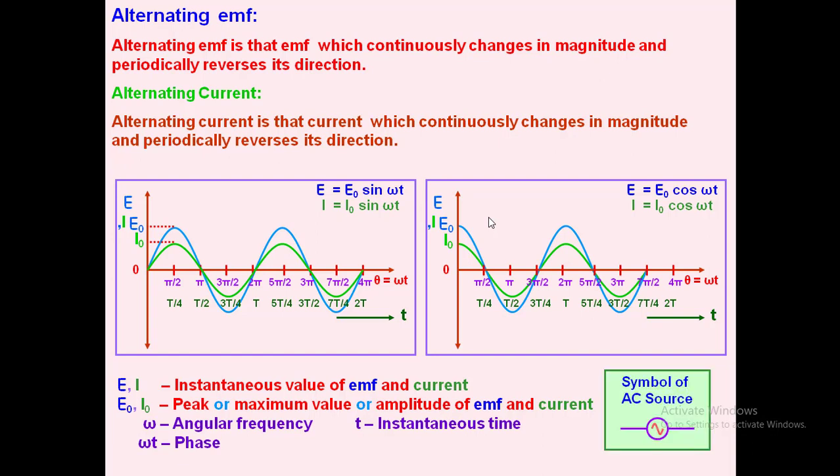And the symbol which is used to represent alternating source is this. If you have a straight line, it represents a DC source, but if you have an alternating, varying symbol, it is called an alternating source.